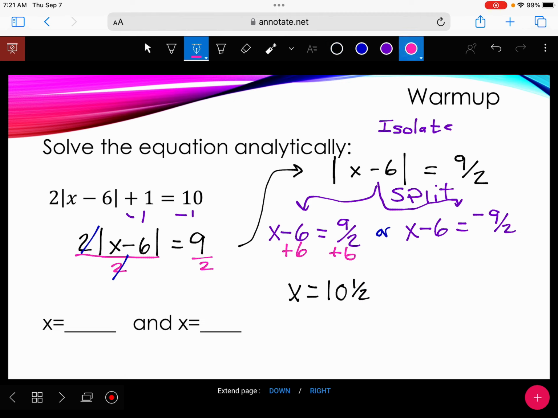Now when we add 6 on this one, negative 4.5 plus 6 gives us 1.5. Right? Negative 4.5. Yeah. So our 2 solutions are 10.5 and 1.5. Or you could do 21 halves and 3 halves. Or 10.5 and 1.5. I don't care how we work it.